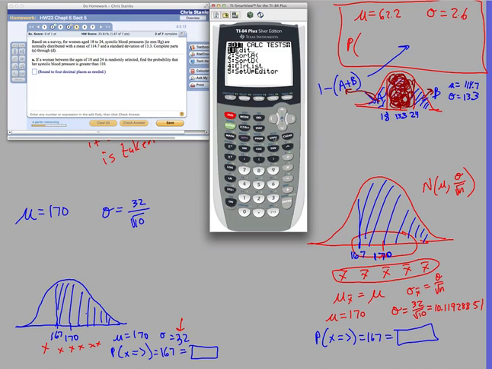So we'll go second vars, normal CDF. Now I want to put my lower limit, which is 18. I want to put my upper limit, which is 24. I want to put my mean, which is 13.3. And I want to end it with the standard deviation, which is... okay, sorry, I got my mean mixed up. Something's wrong.